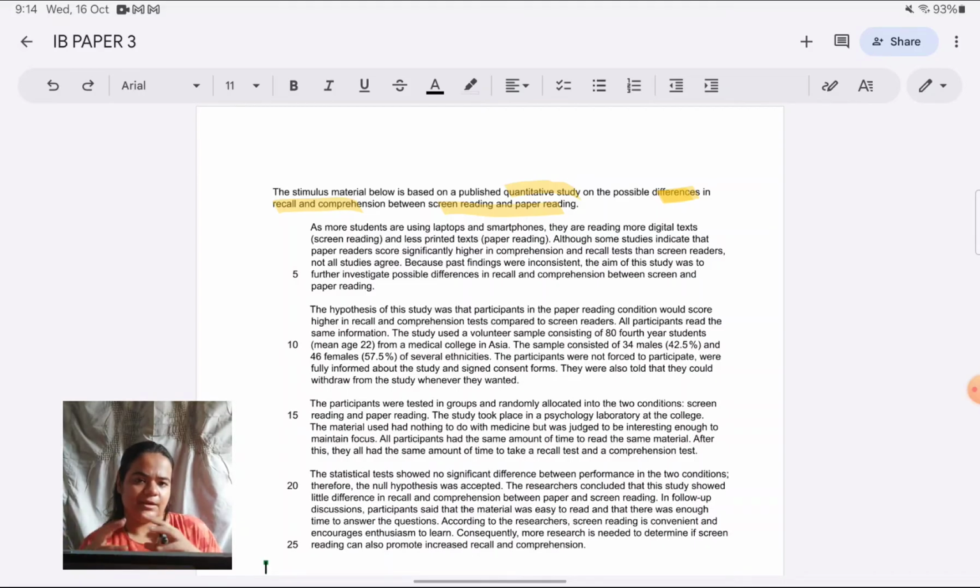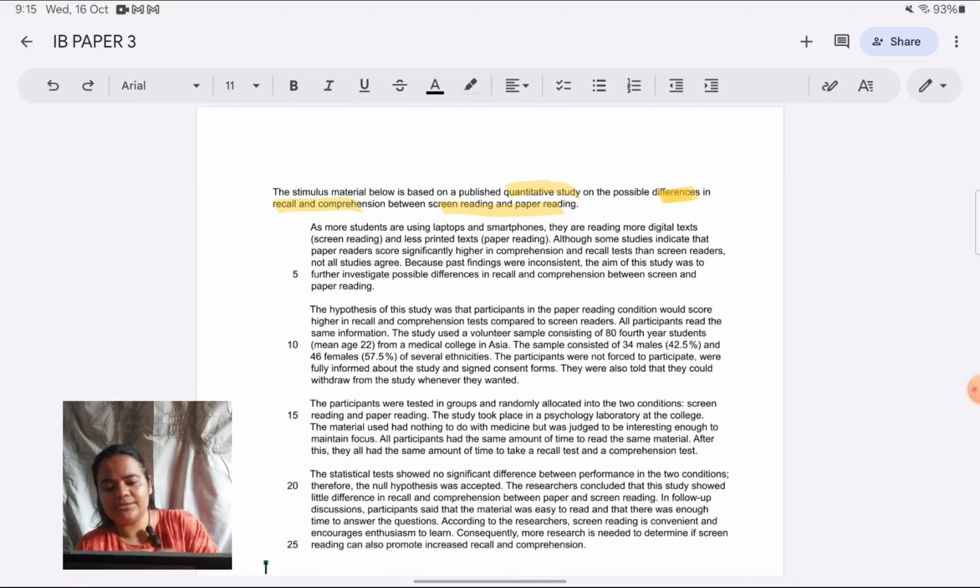So, just after reading a paragraph very quickly, within a few seconds, think to yourself what has been told to me in this paragraph. So, what they are saying is past research has been inconclusive about which type of reading is more helpful for understanding and memory, screen reading or paper reading. And that's why this study is looking for a final answer to this question. Okay, so this is what I've understood. Now I can move to the next paragraph.